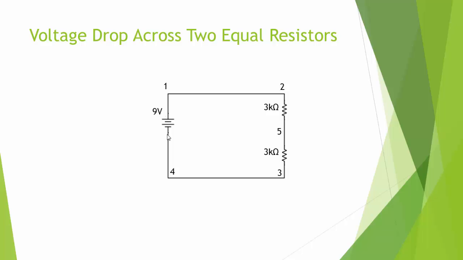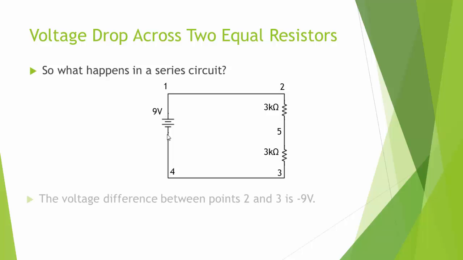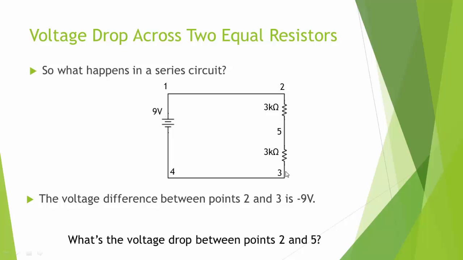So we might ask ourselves, okay, what if we throw two resistors in there? Well, in this kind of series circuit, we know the voltage difference between point 2 and point 3 is 9 volts. We already covered that. We can ask ourselves, okay, what's the voltage difference between point 2 and point 5? In other words, what's the voltage drop across this first 3K resistor?